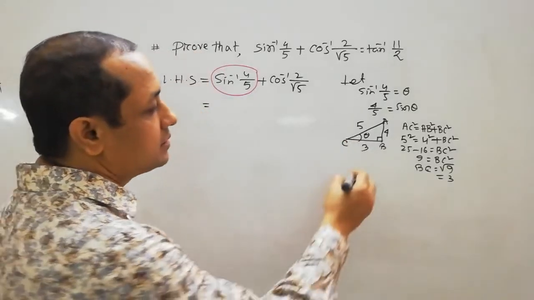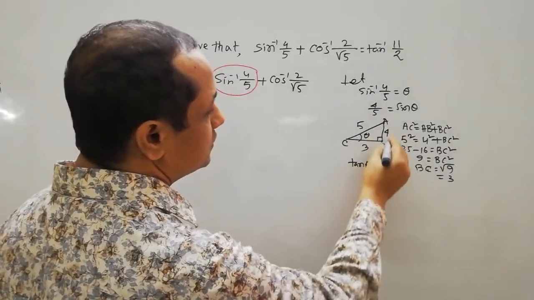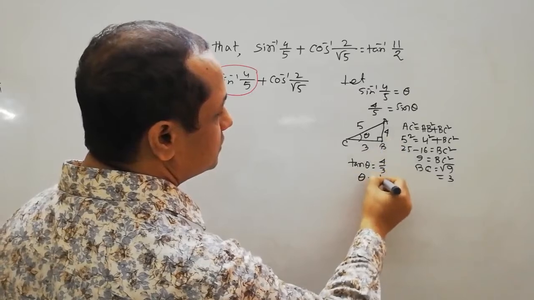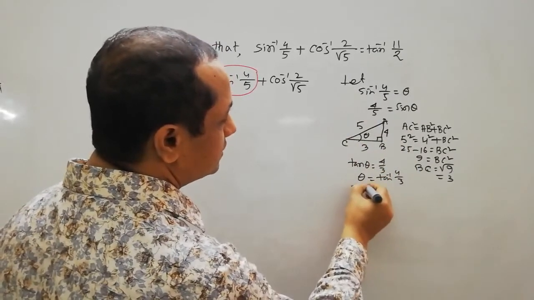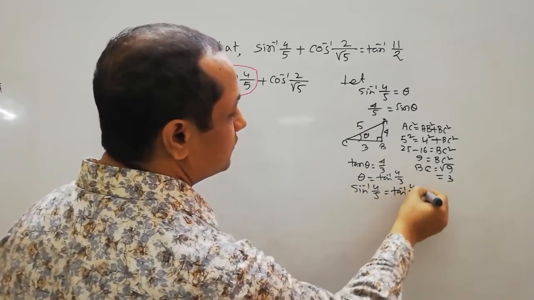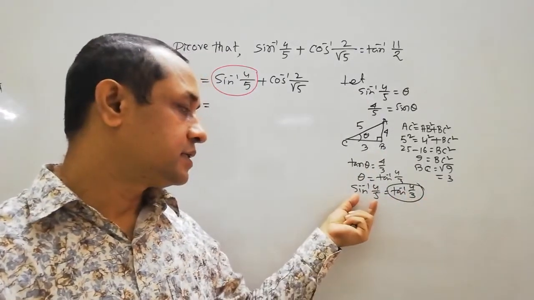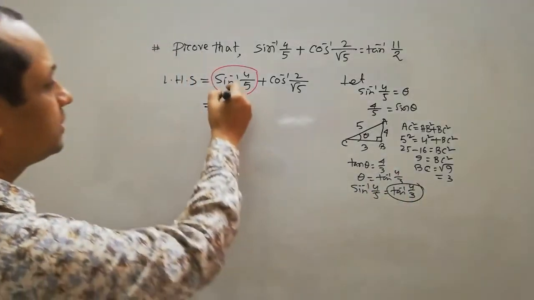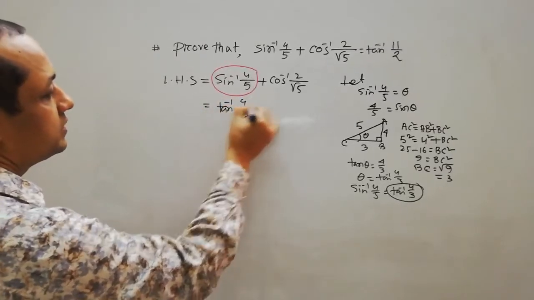So we get tan theta equals perpendicular by base. So theta equals tan inverse 4 by 3. So sin inverse 4 by 5 equals tan inverse 4 by 3. So, student, sin inverse converts to tan inverse. We can write sin inverse 4 by 5 equals tan inverse 4 by 3.